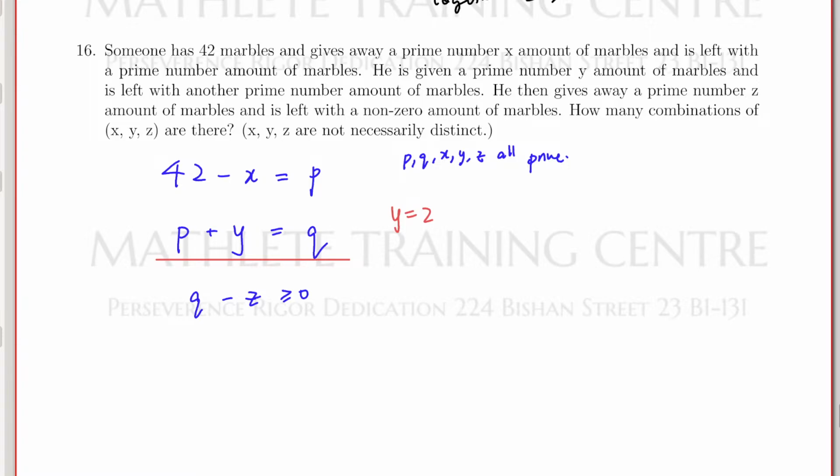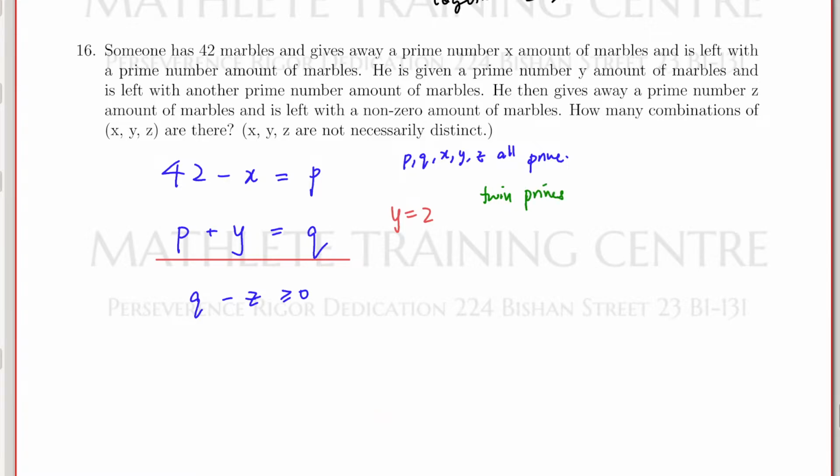So that gives you Y must be equal to 2. Because just now we confirmed P cannot be 2. So Y must be 2. And when Y is 2, we call this thing twin primes. So what that means is that the prime numbers here must come in a pair.